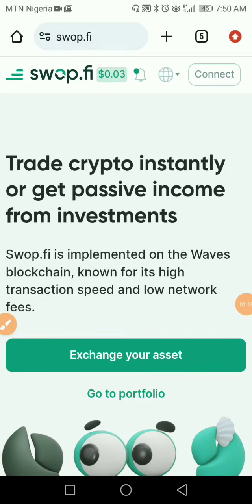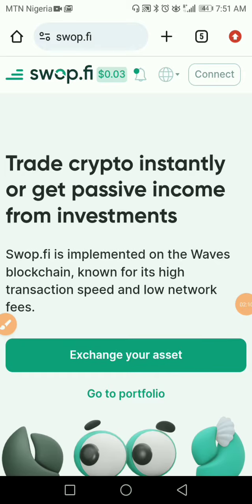So first things first, you are going to go to the website, which is swop.fi. Then you will have to connect your wallet. And the amazing thing about swop.fi is that there's no authentication, there's no KYC, nothing. You just connect your wallet. After that, you can conduct trades. And when conducting trades, there is no limit order, there is no market order, there's just the convert, which makes it easier, simpler and quicker for you to make your trade.